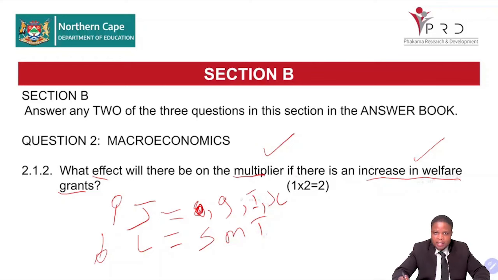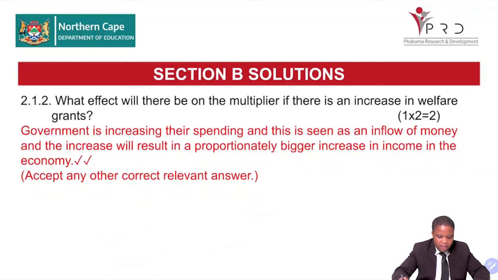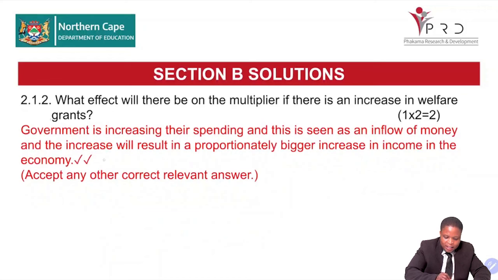Right, grade 4, you are done discussing. Right, let's look at the answer. Government is increasing their spending, and this is seen as an inflow of money, and it increases. Its increase will result in a proportionally bigger increase in the economy, meaning the multiplier will increase. When you're looking at the response on the marking guideline, it can even go further to say income in the economy will increase. Increasing what? Increasing the multiplier.